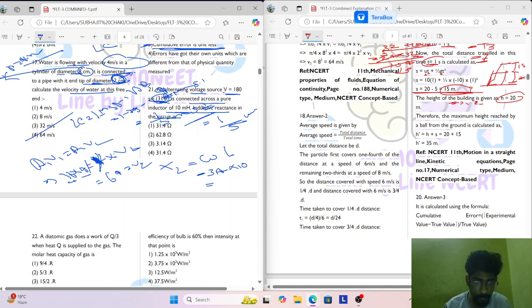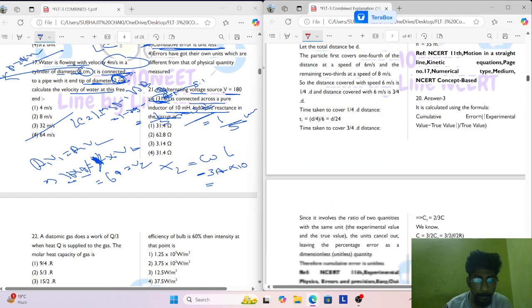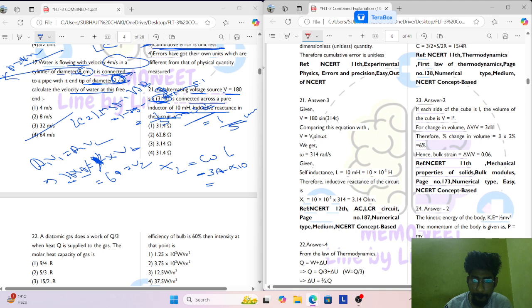Sorry, now getting back to this question. Question number 20. 10 milli Henry to Henry, we have to multiply this with 10 to the power minus 3, into 314. This will become 10 to the power minus 2. So 314 means 3.14 will be our answer.